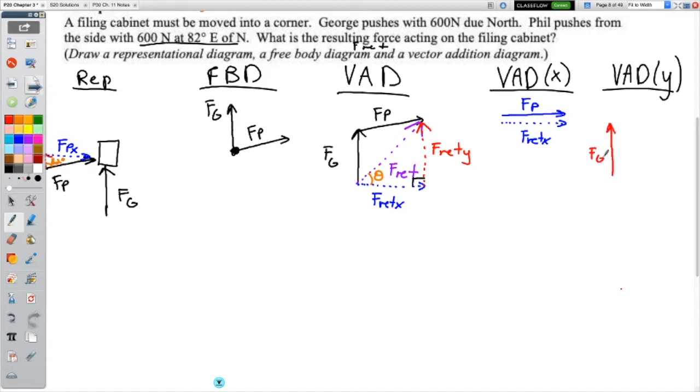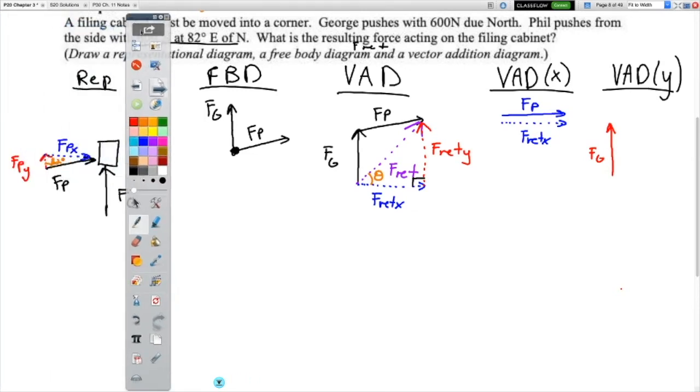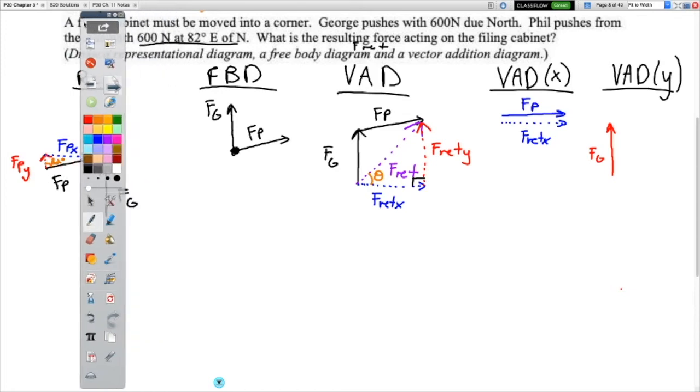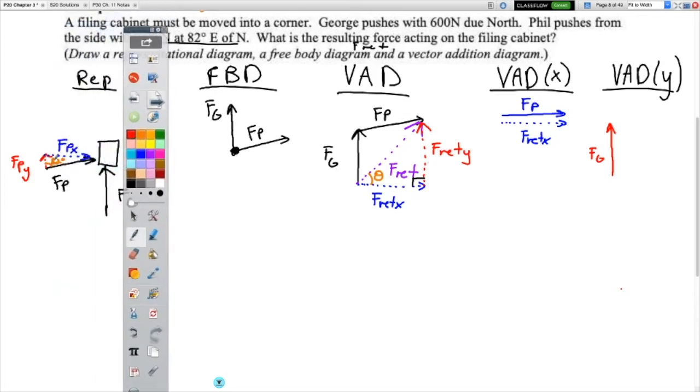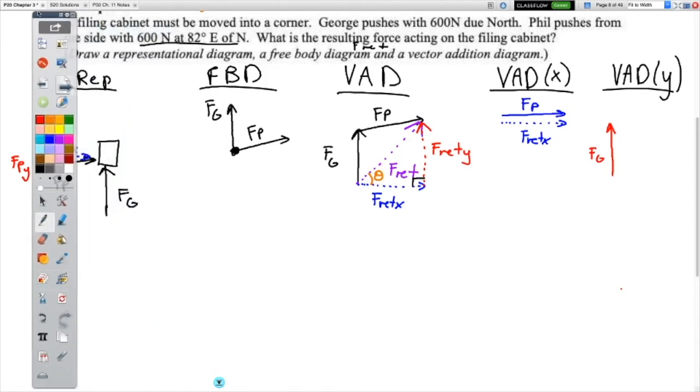And then does Phil have a Y component? Well, look at him. Yeah, he does. He's not just pushing in the X axis. There's a slight northward push coming from Phil too. I think I said George, I meant Phil. There's a slight northward push coming from Phil as well. It's not as big as George, but it's there. So that would be tip to tail, there's our addition in the Y axis. And this F net Y, where did it come from? It came from these two Y components. And so our resultant, our F net in the Y axis, looks like that.